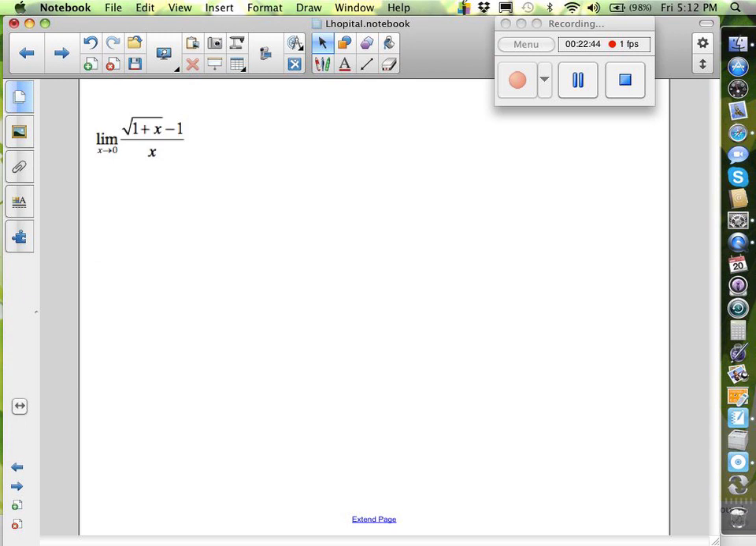Find the derivative of this one. Now we could multiply by the conjugate, that would work, but let's see if we can use L'Hopital's rule. First of all, we have to make sure it's indeterminate. So if we substitute it in, we would have the square root of 1 plus 0 minus 1 over 0, and square root of 1 is 1, 1 minus 1 is 0 over 0, indeterminate form. So we can use L'Hopital's rule.